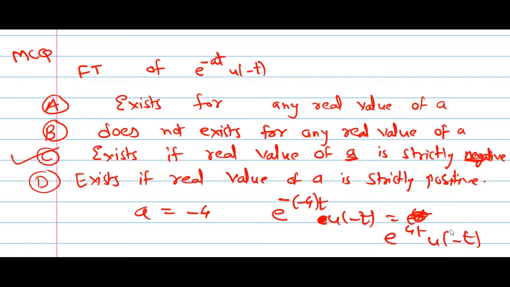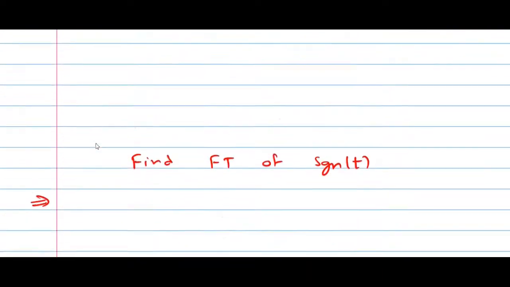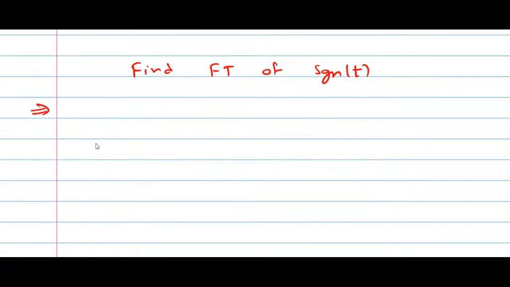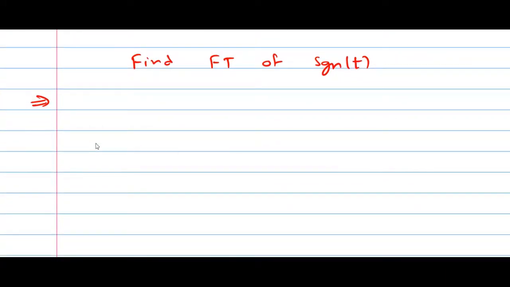the signal becomes stable, and Fourier transform exists only for a stable signal. So for a strictly negative, Fourier transform will exist. Answer is option C. Now next is find Fourier transform of signum of t.